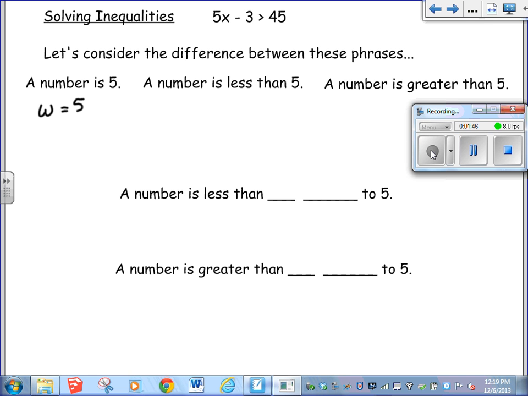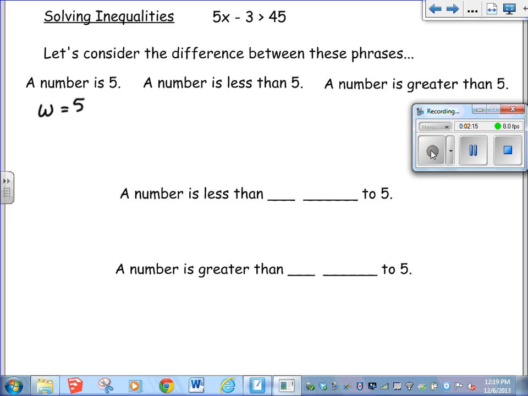Tell me what, if I say a number is less than 5, tell me a number that is less than 5. 4. What's another number that's less than 5? Anna? 2. Michael? Negative 300. Negative 3,730. Great. Yeah, there's a ton of them. How do we write the is less than relationship in mathematics? How do we write that?